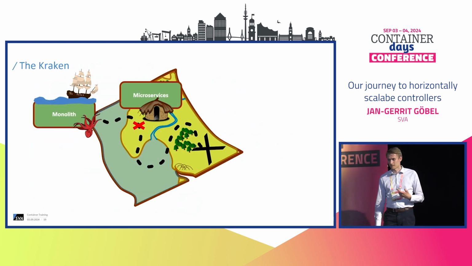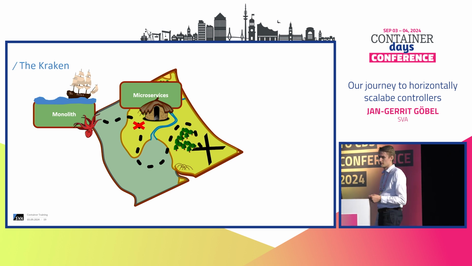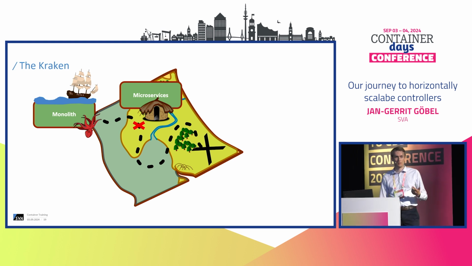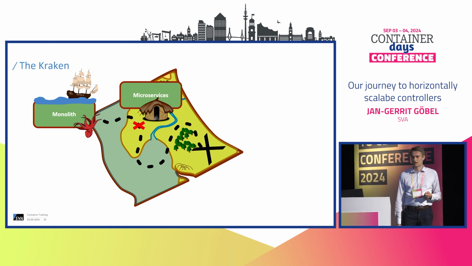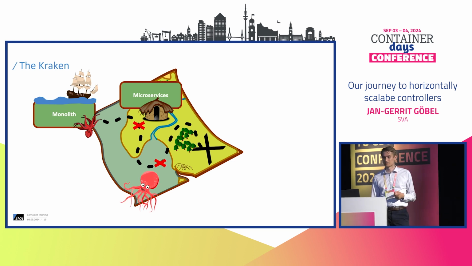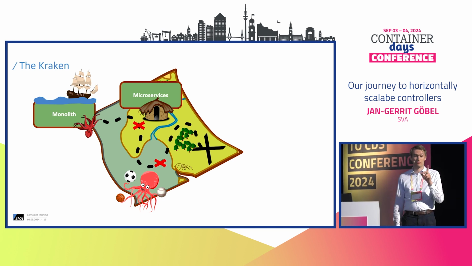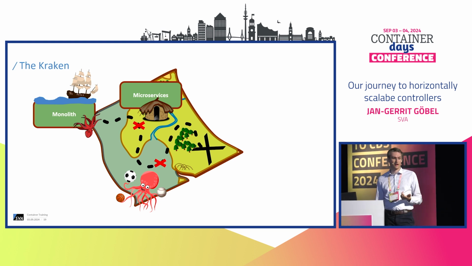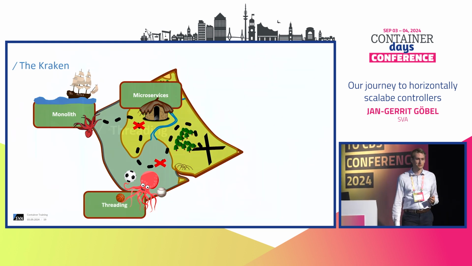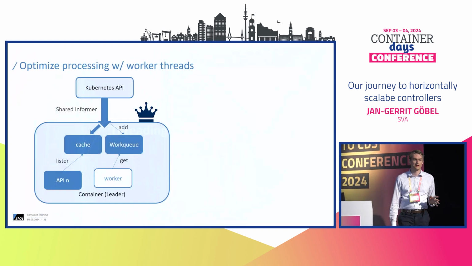So the next point on our journey is that we met a friendly kraken in the ocean, and the kraken juggled multiple balls with his 8 arms. He brought us the idea of threading, sorry, not sharding. And just like the kraken, we could handle multiple objects at the same time. So to improve our controllers, we will implement threading.